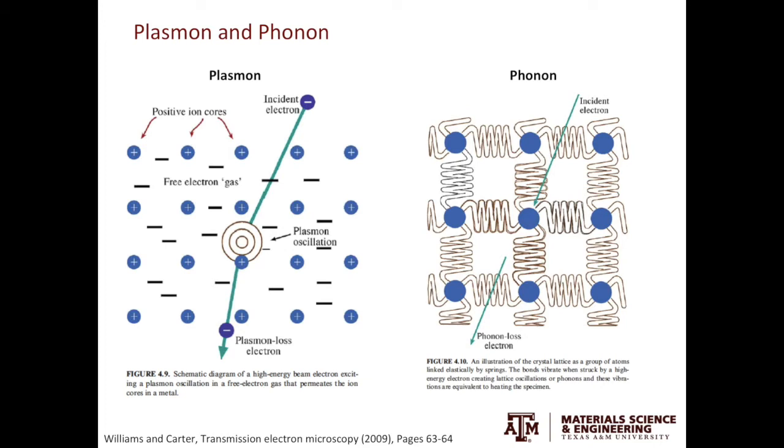To get the plasmon information is relatively easy. To obtain the phonon information is challenging. Professor Phil Batten at Rutgers University is an expert in this area. We will learn more about plasmon and phonon when we talk about the EELS part of this course.